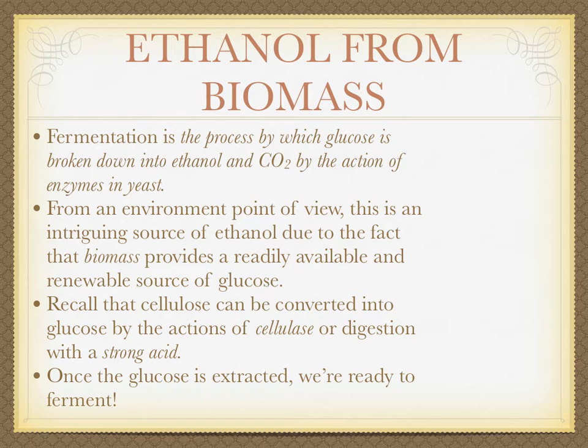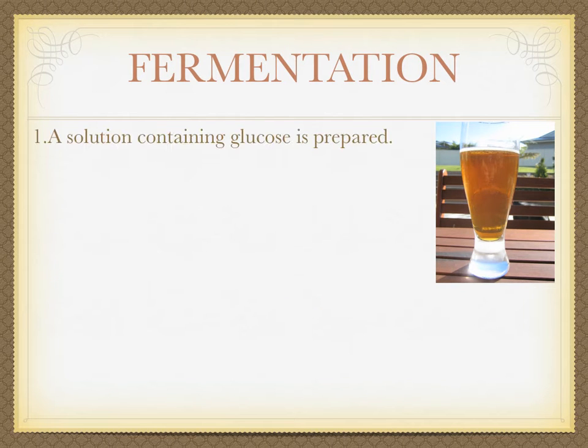And the way that it is examined in the chemistry course is to acknowledge that from an environmental point of view, it's an intriguing source of ethanol because biomass is renewable. And within biomass, we have readily available glucose in the form of starch or cellulose. Remember, cellulose is a condensation polymer of glucose, and we can reverse that polymer and break it back down into the monomer units of glucose using cellulase or a strong acid. So once we've extracted the glucose monomers from cellulose, which is found in all plants, we've got the starting point of fermentation.